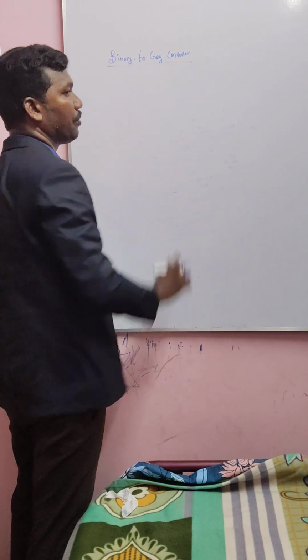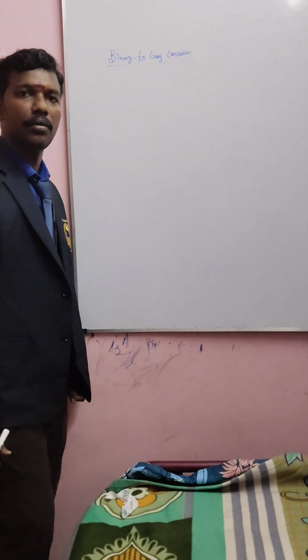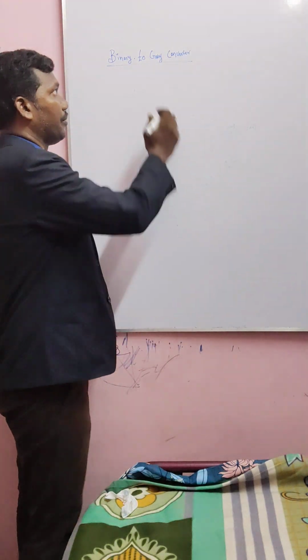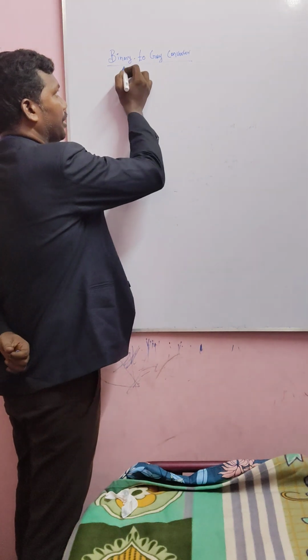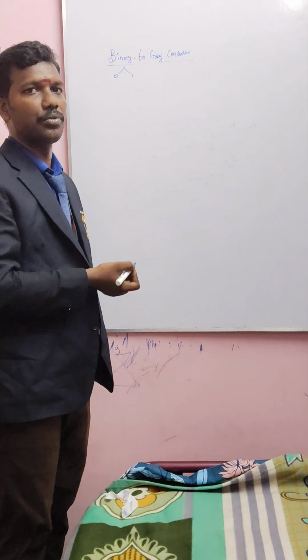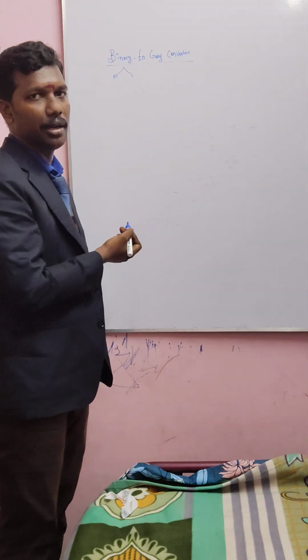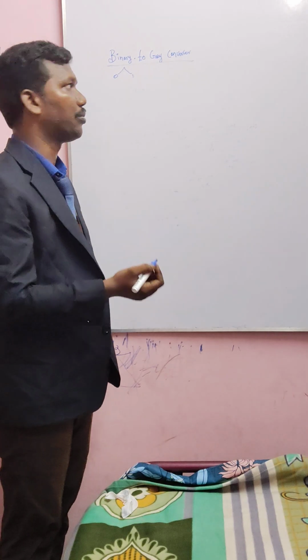Before going to gray, everybody should first know what binary is. I already told you that binary representation is zeros and ones. Zero is low and one is high, or in terms of off and on. Based on this, we convey information using only two symbols, zeros and ones.